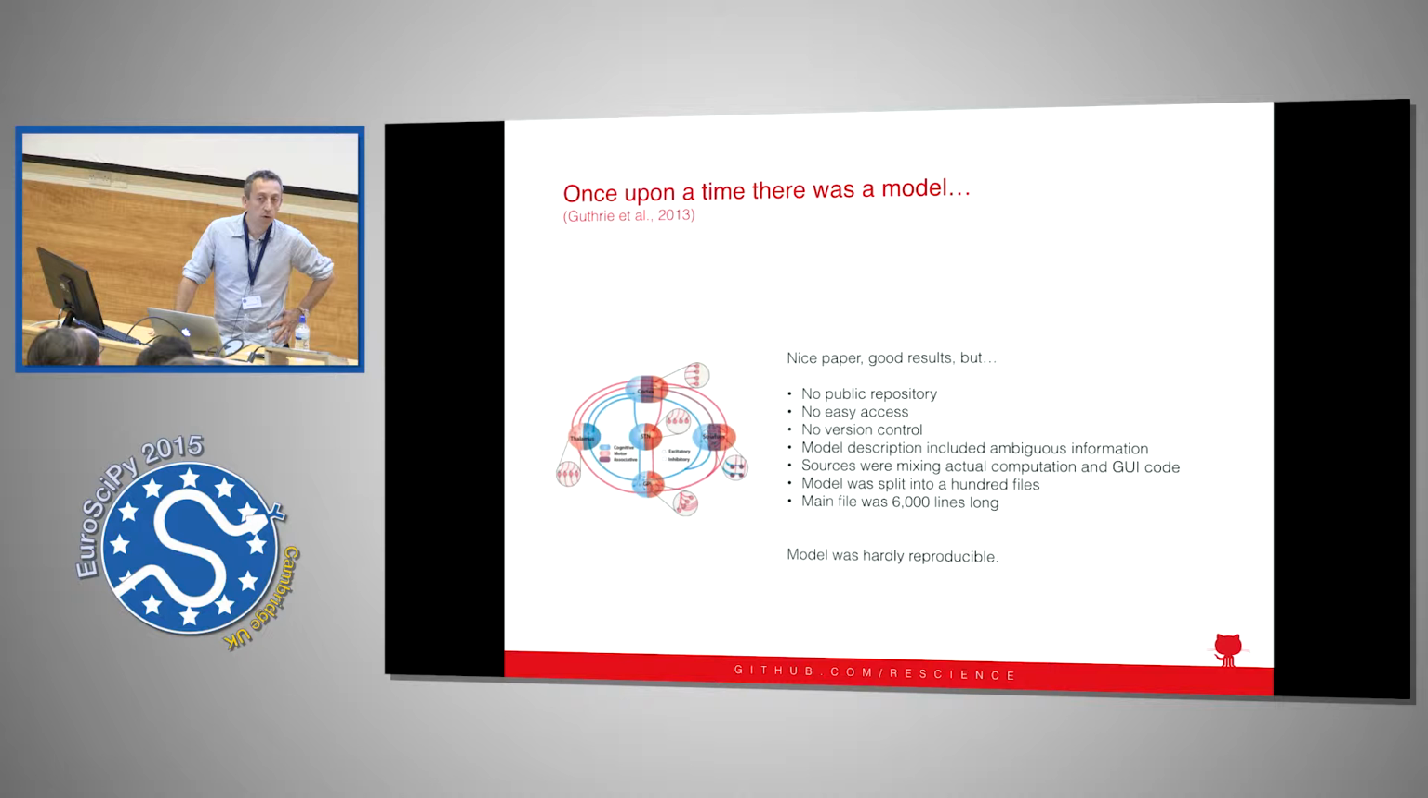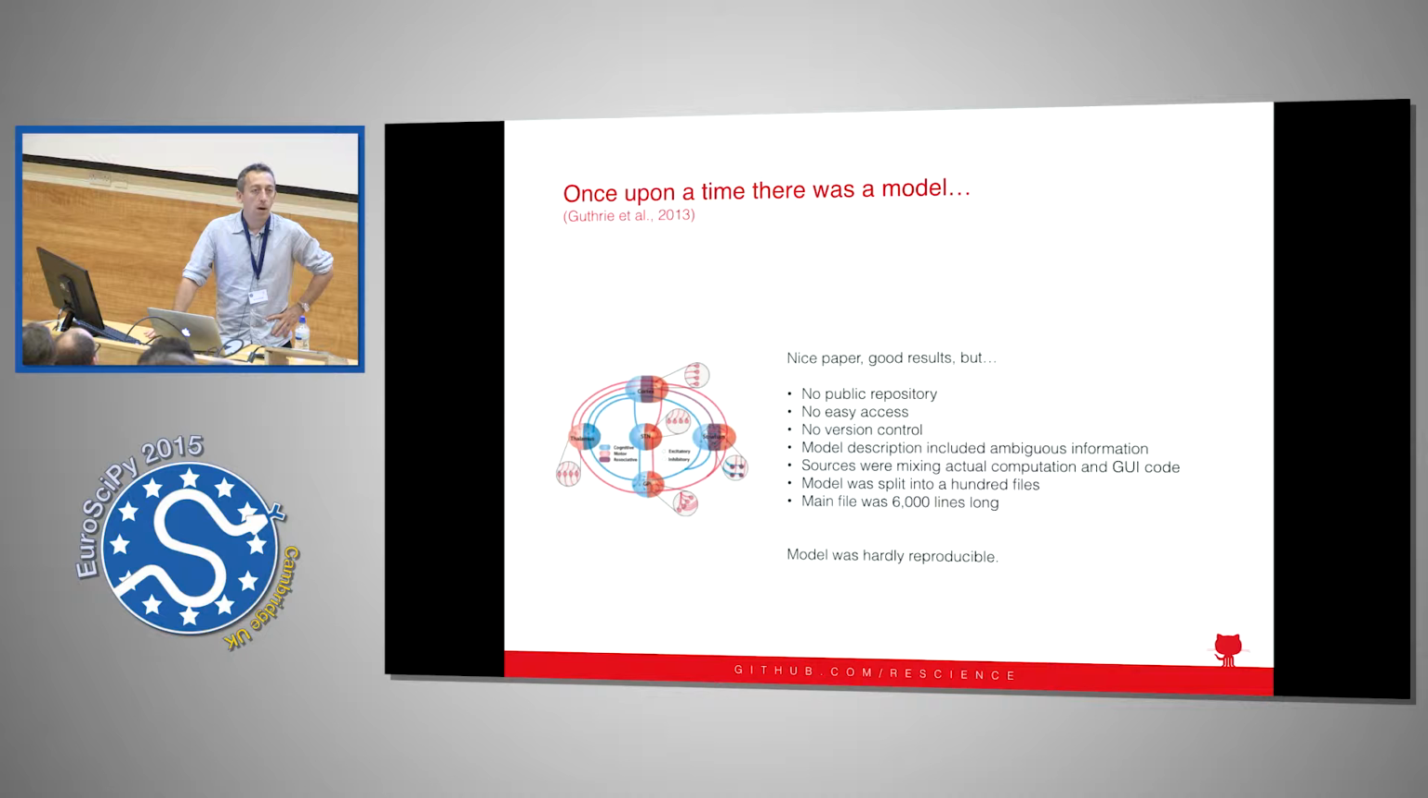So I'm working in computational neuroscience, and more specifically, I'm doing models of the basal ganglia. This is a structure involved in decision-making and action selection. There are a lot of models around, and there was one model that was really interesting. So I asked my PhD student, okay, let's use this model, and we can start to do some more modeling with this model.